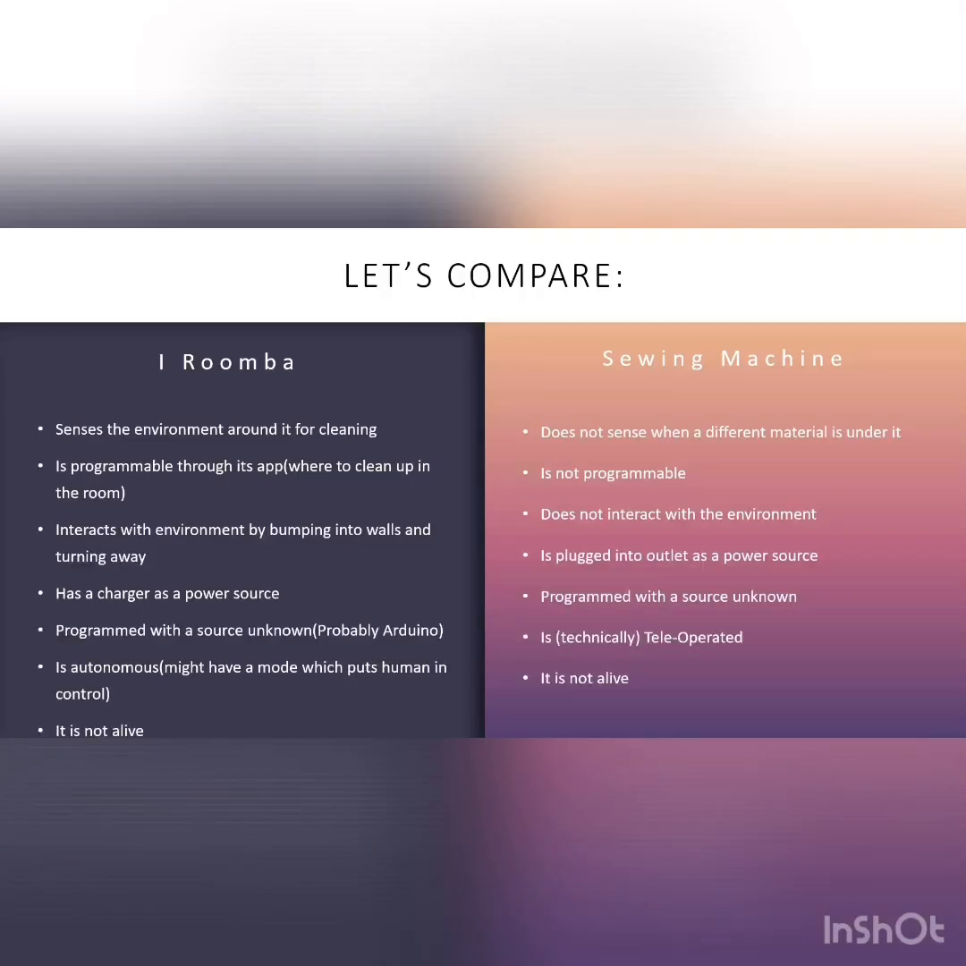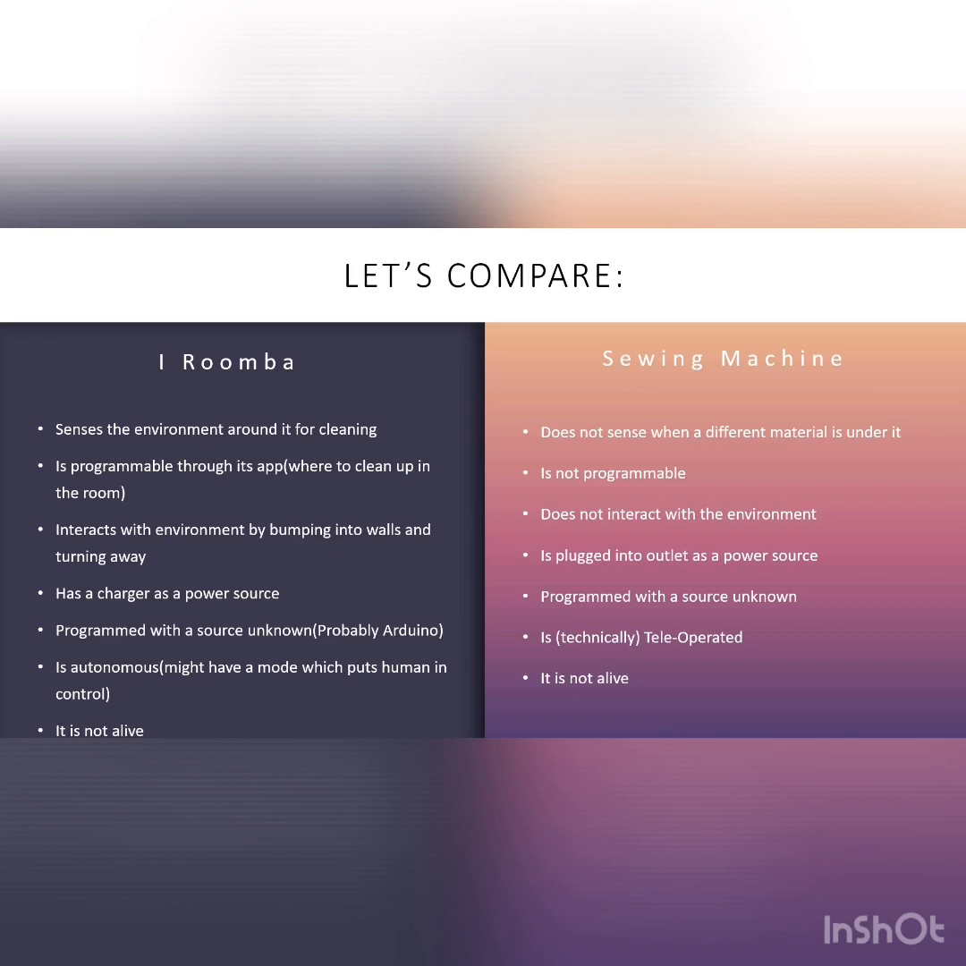So now let's compare two different machines, because remember, a robot can be a machine, but a machine cannot be a robot. So let's compare two different machines and see which one's a robot and which one's not. A Roomba and a sewing machine. So a Roomba can sense the environment around it for cleaning, but a sewing machine does not sense when a different material is under it. If there's fabric under it, then it'll just keep on sewing because it doesn't recognize the material.